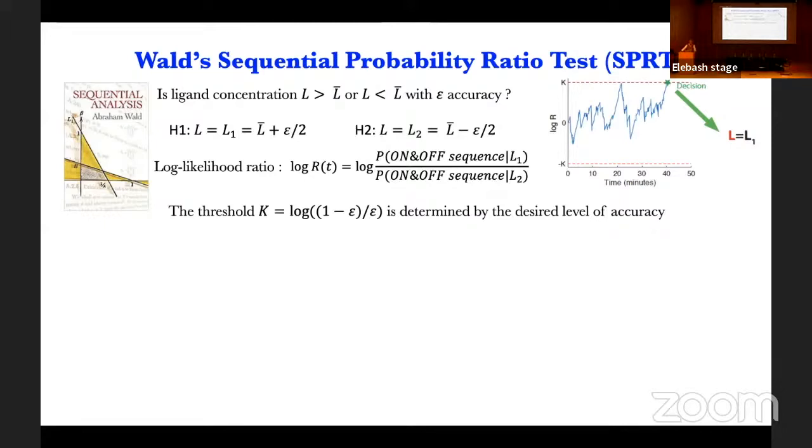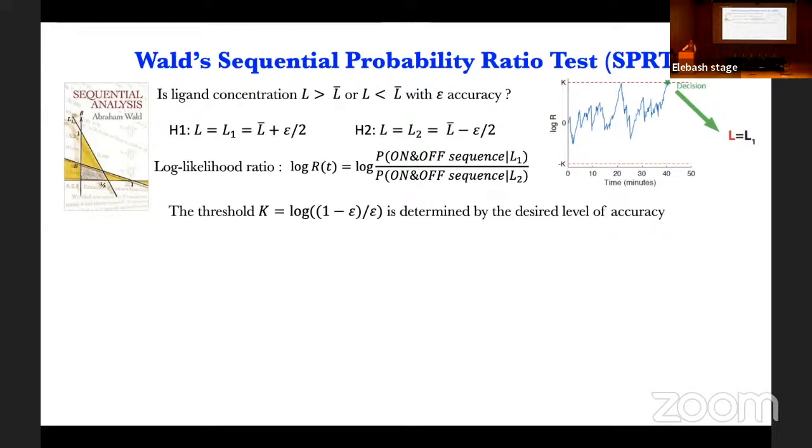I'll tell you what Wald did, and in particular what he introduced is the sequential probability ratio test, which is in general for binary decisions. It can take more complicated forms, but in the simplest possible setting, you want to decide whether the concentration of this process of binding and unbinding to the receptor is above a certain threshold L1, which is your threshold L bar plus epsilon over two, where epsilon is the error rate, or it's below L2, which is here. And what Wald tells you that you should be doing is calculating on the fly, along the process, the log of the ratio of the likelihoods: the likelihood of the observed process given the concentration L1 over the likelihood given L2.